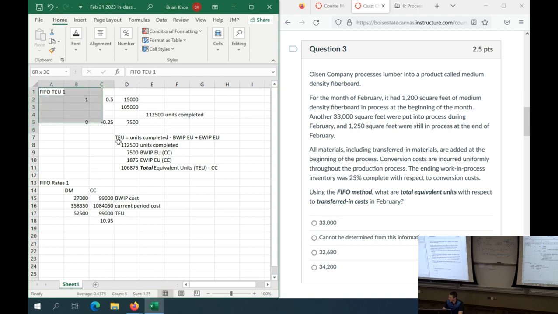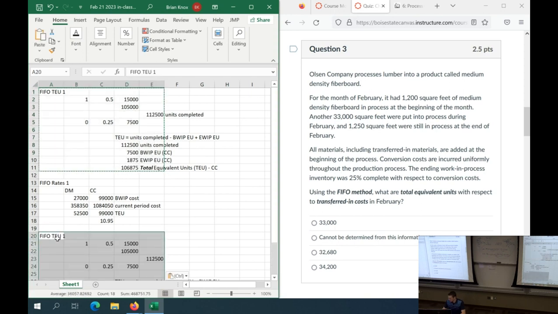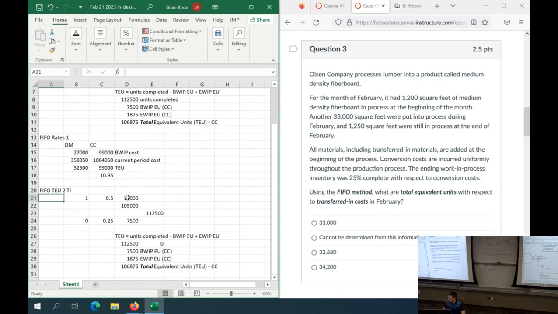All right, let's go through another FIFO TEU question, but this one has transferred in costs here. I'll be working on it, but I'll work in silence, and you can follow along, or you can work on it yourself, and then we'll check back in just a minute here.